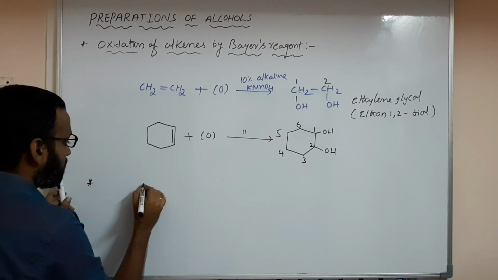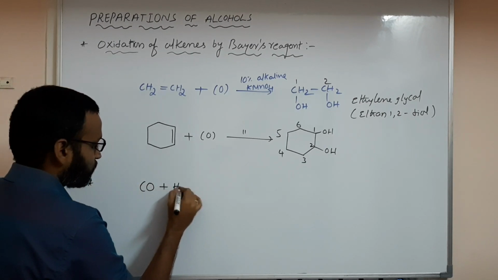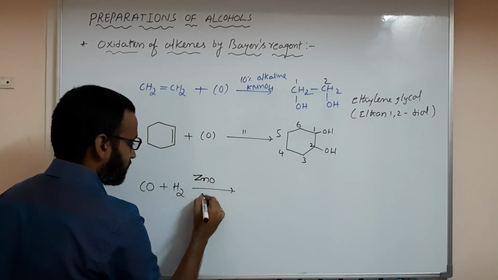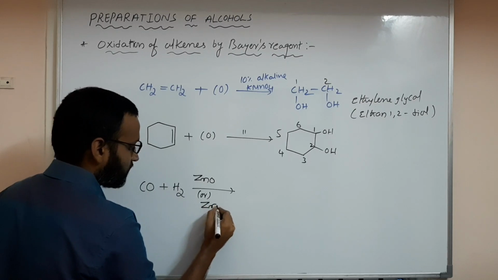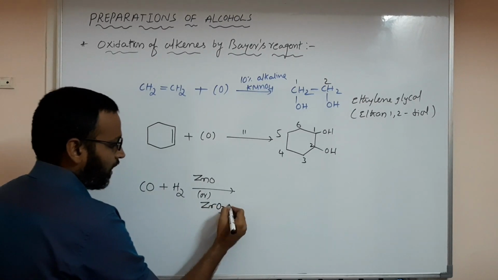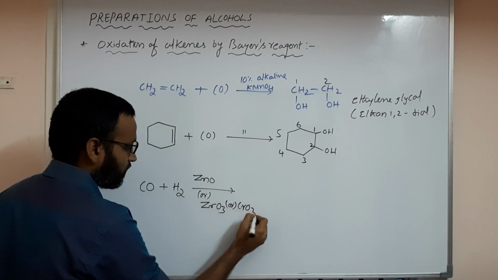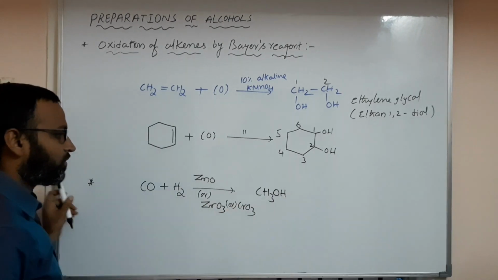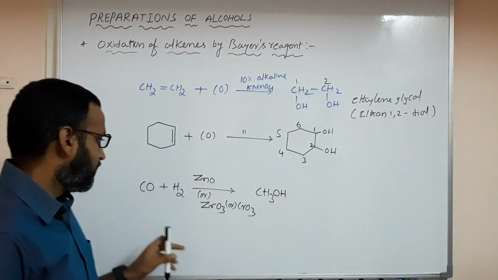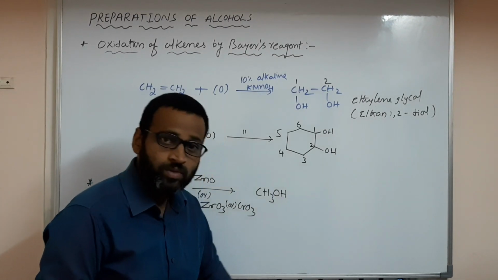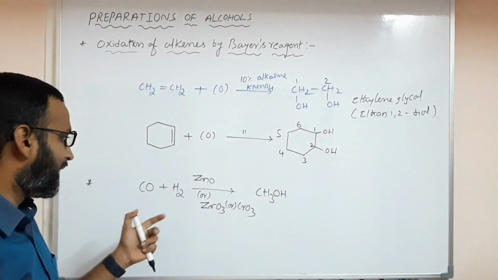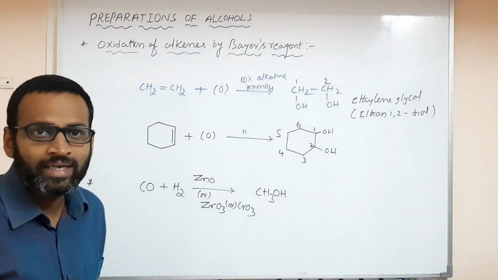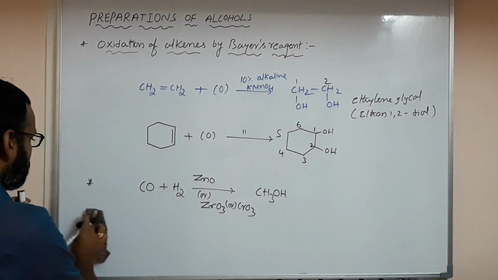And carbon monoxide plus H2, this is the industrial preparation, with zinc oxide, or zirconium oxide, or chromium oxide, CrO3. Then you will have methanol, CH3OH. This is the preparation of only methanol. Carbon monoxide plus H2, what we call water gas or syngas, when treated with ZnO or zirconium oxide or CrO3, you will get methanol. This is one of the processes.